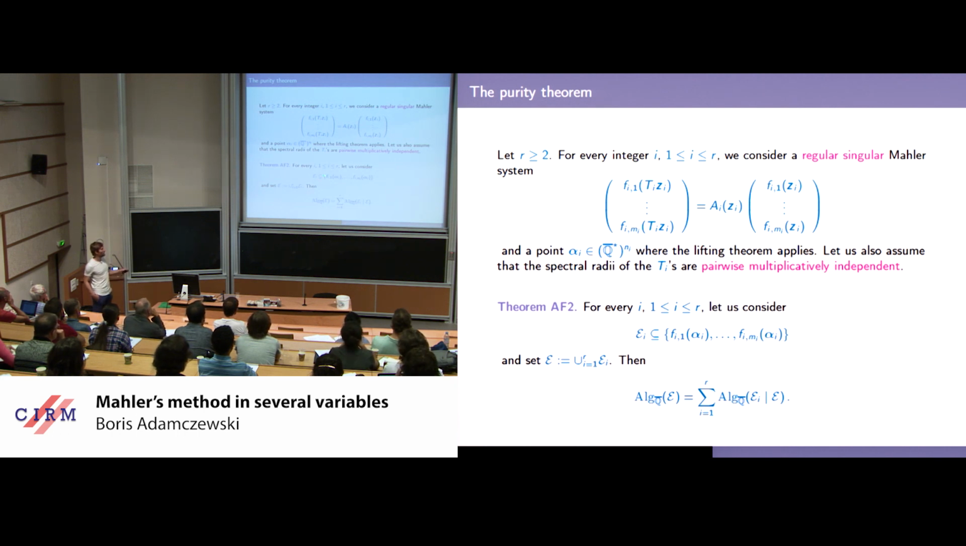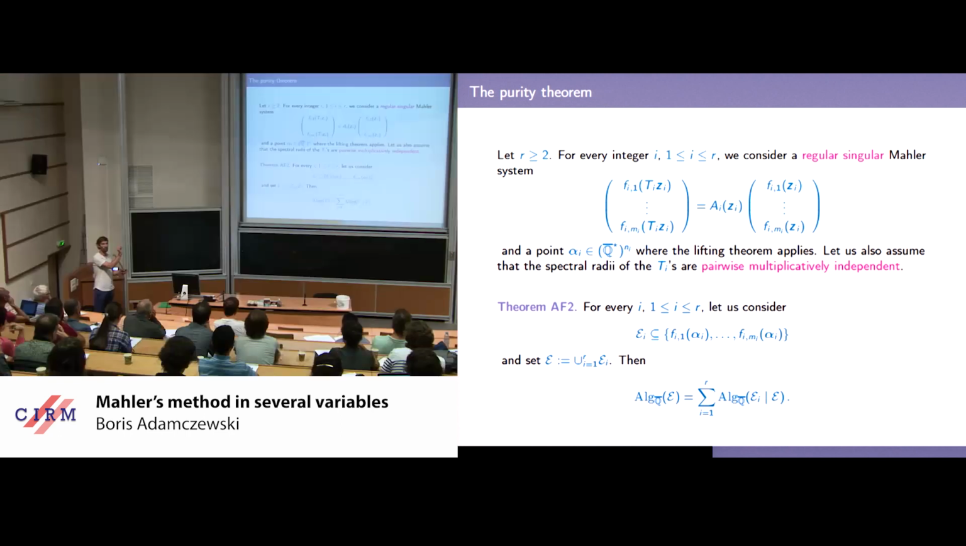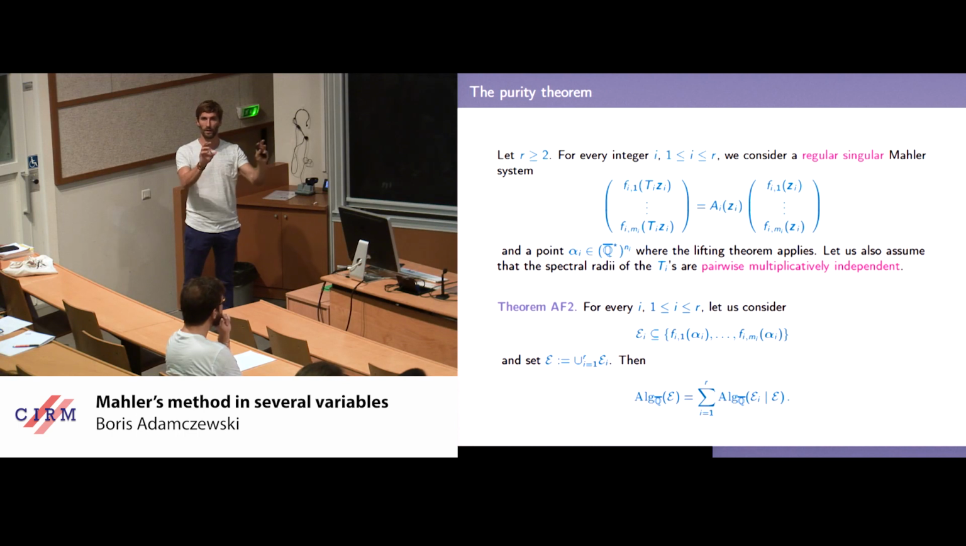So pick any finite set of values in each system and consider the union of these values. Then the algebraic relations between the whole set of values are generated by the pure relations. So this means, for instance, that if in each system I pick just one number, which is transcendental, then all the numbers I get are automatically algebraically independent. Okay, so this statement really is a statement about algebraic independence.